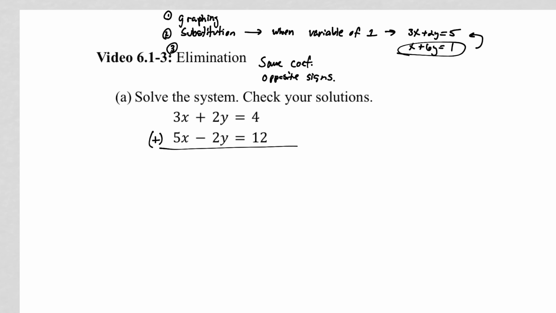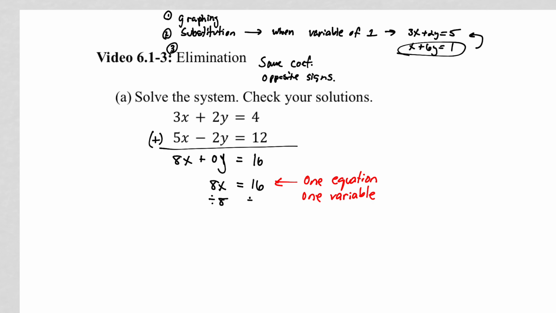So we have 3x plus 5x is 8x, 2y minus 2y is 0y, and 4 plus 12 is 16. So notice that we have no y's left over. And we end up with one equation with one variable. That is very important. That is the goal. Because once you have one equation with one variable, it's very easy to solve that equation. Here we just have to divide both sides by 8 and boom. We know that x is equal to 2.